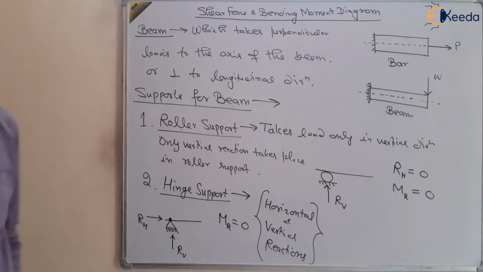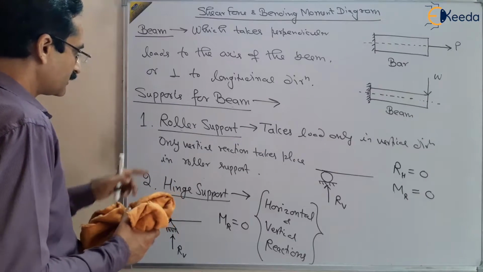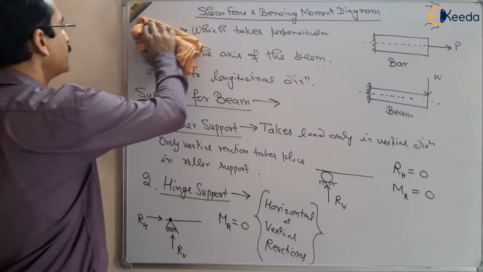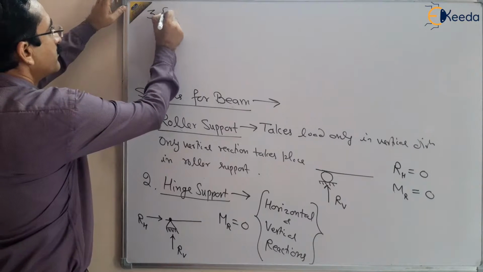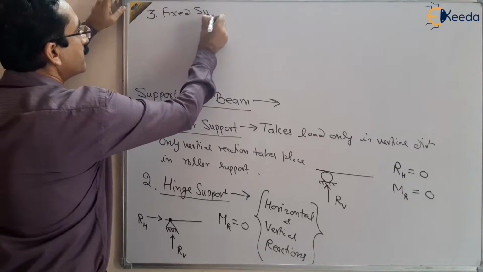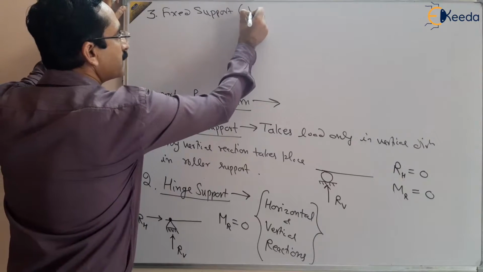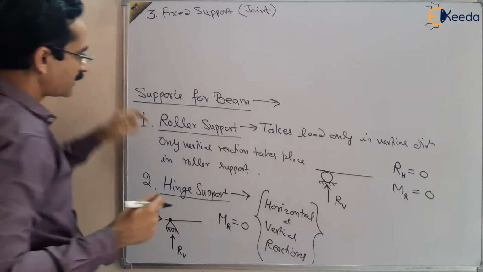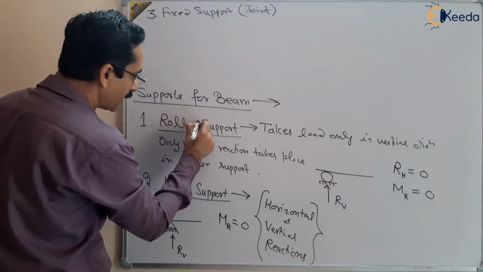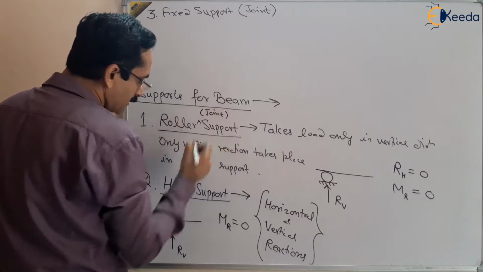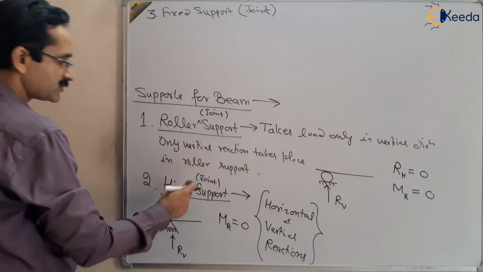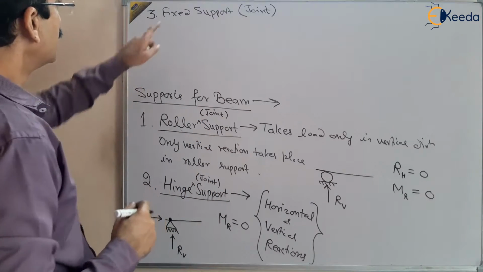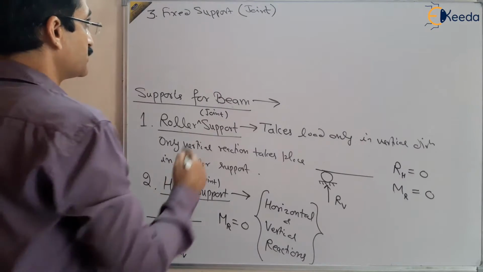There is another type of support, that is fixed support or fixed joint. This is roller joint, hinge joint, and fixed joint or fixed support. So the third type of support is fixed support. These are also called joints, fixed joint, right? Roller support is also called roller joint. Hinge support is also called hinge joint. So hinge support or hinge joint, roller support or roller joint, and fixed support or fixed joint.